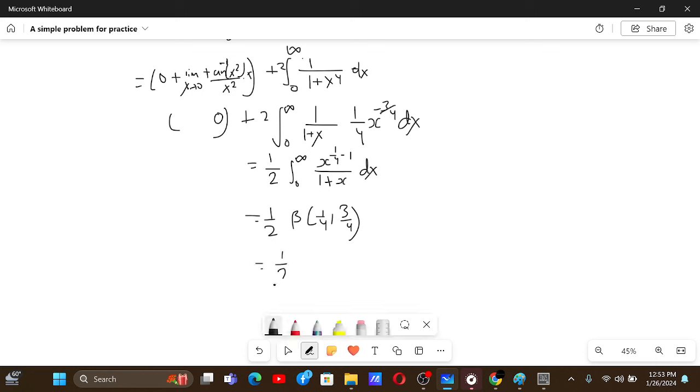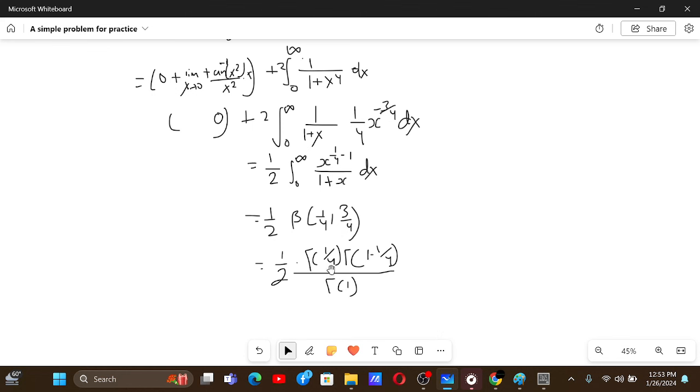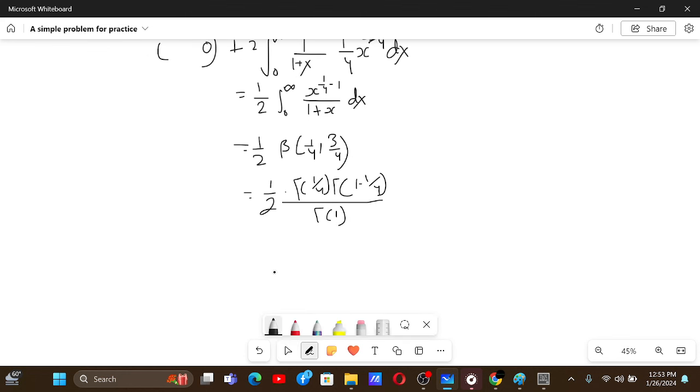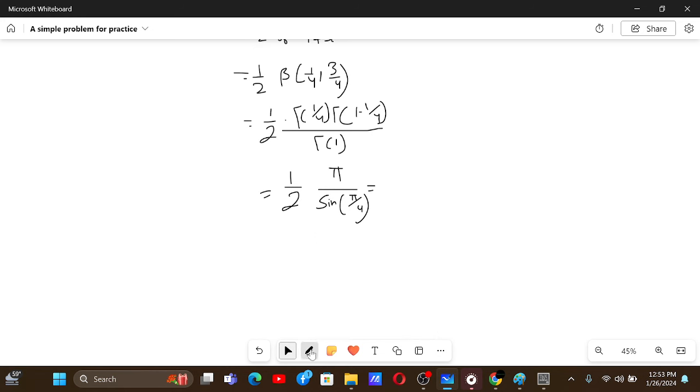And now we can find this. This will just be 1 by 2 gamma 1 by 4, and then gamma 1 minus 1 by 4 by gamma 1. And now for this you can use the reflection formula. If you use the reflection formula, this will just be pi by sine n pi, and n is 1 by 4 over here, so that's sine pi by 4, and this comes out to be 1 by 2 times pi by 1 by root 2, and that leads us to pi by root 2.